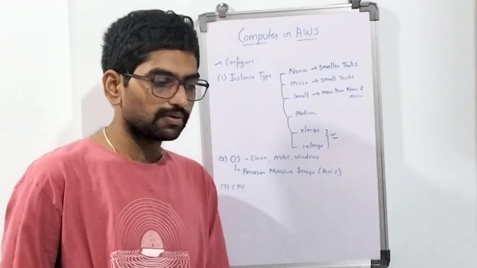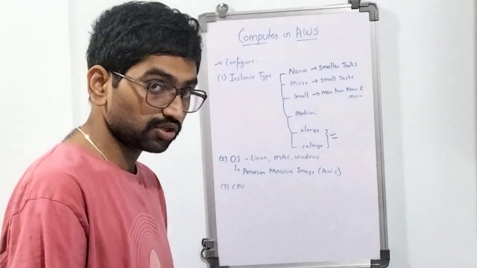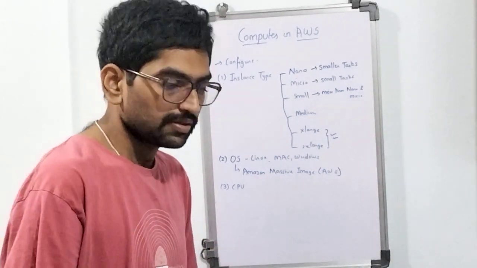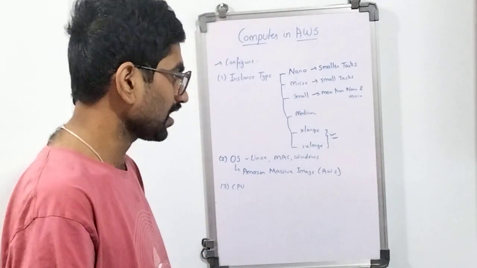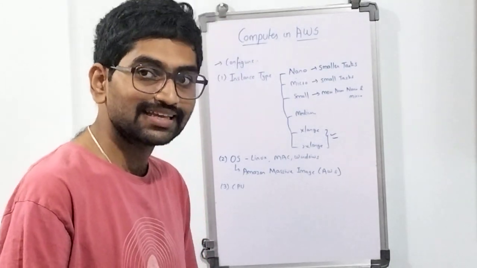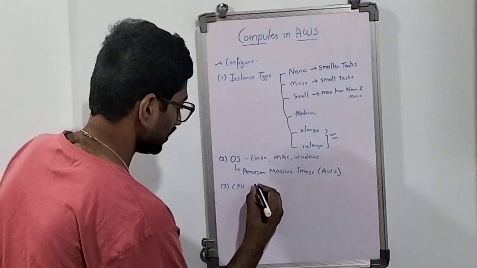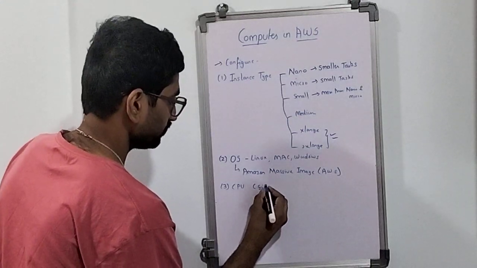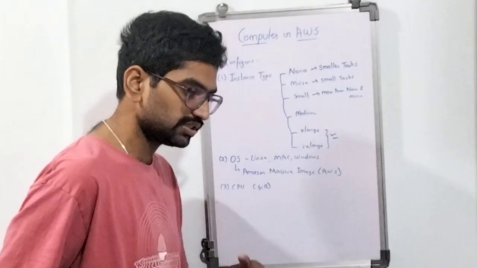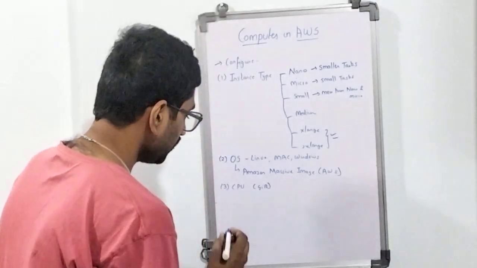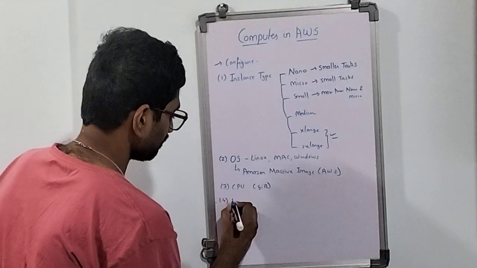CPU means you are able to choose the number of virtual CPUs that you want, the amount of RAM that you want, and the amount of storage that you want in GiBs. GiB is nothing but gigabytes. In gigabytes you can choose the CPUs and all. Then fourth you can choose is the disk type.